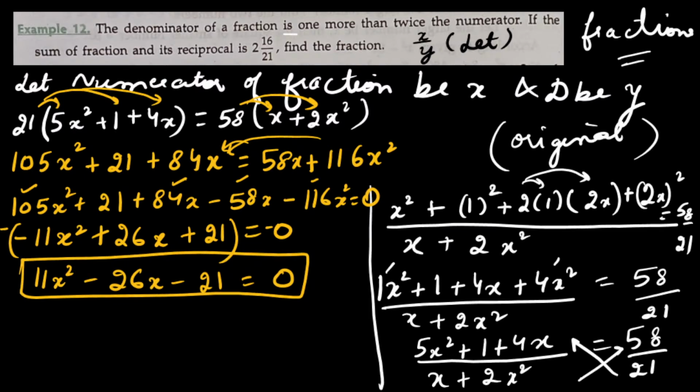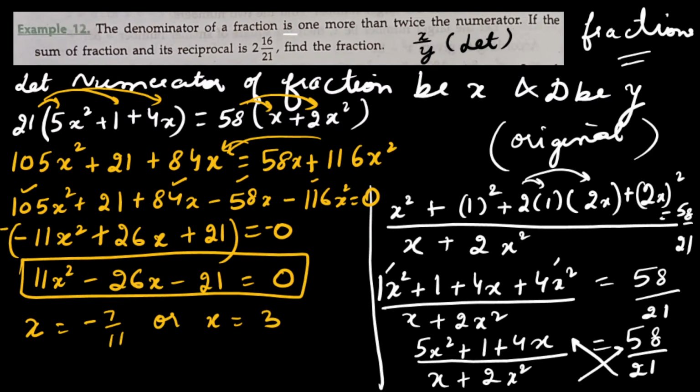Now the required equation I have mentioned here. So Shiva Shankar has mentioned the factors also. This simplification of the fraction you can do on your own. Just help me with the values of x. So what is the answer we are getting? x is equal to minus 7 by 11, or x is equal to 3.